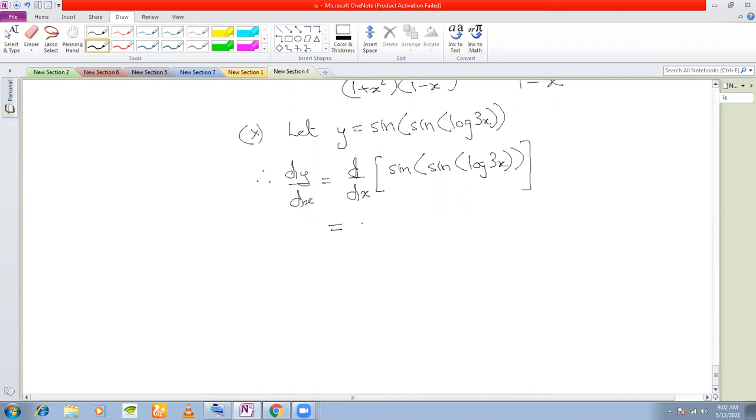Of sine will be cos, then d/dx of sine into log 3x. Again, tell me step by step. Try, do it in your mind step by step. You'll not be wrong. Don't be in a hurry to differentiate. Tell me step by step. First, you see an outside sine. So outside it is cos of sine log 3x. Cos of sine log 3x. Okay.